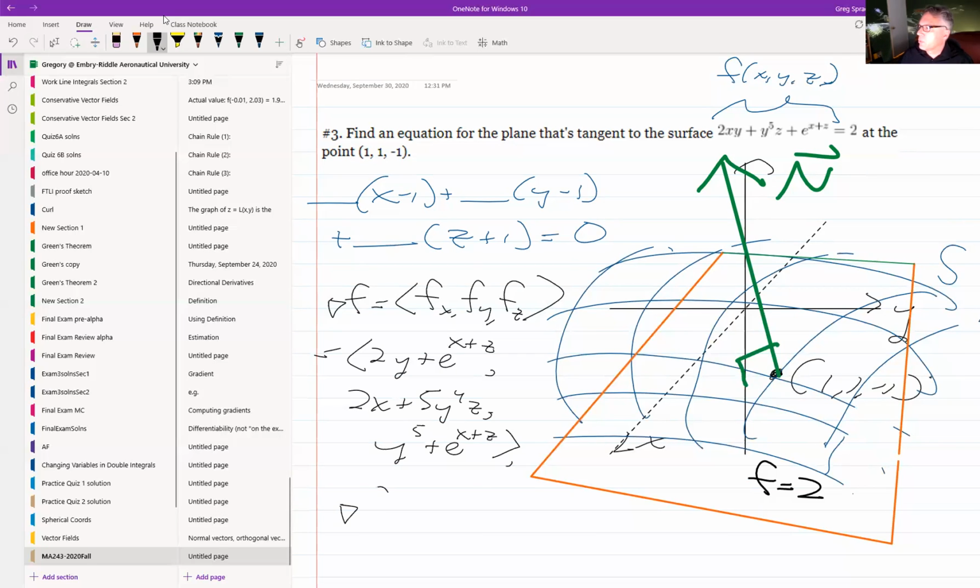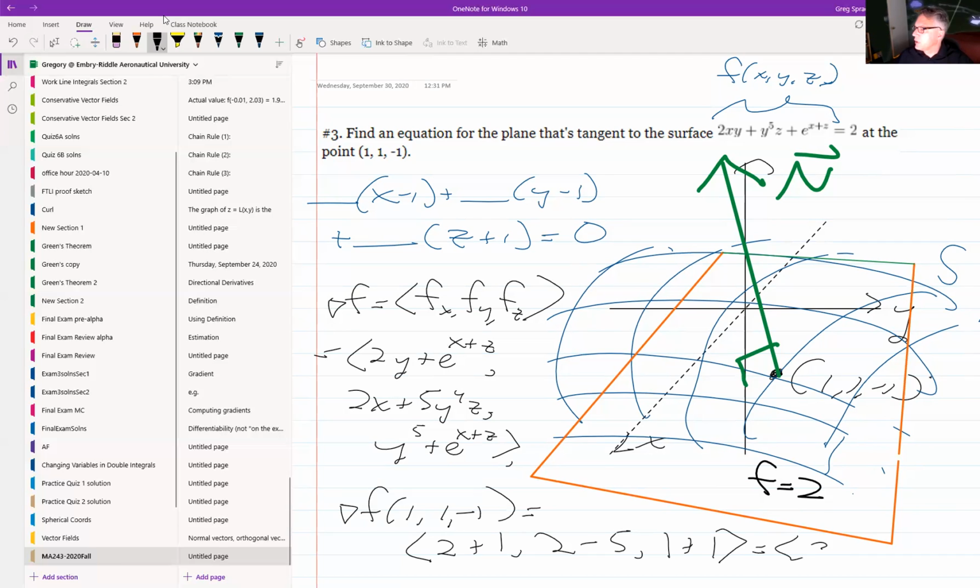We need to plug in the point 1, 1, negative 1. Fortunately, e to the 0 is 1. So we get 2 plus 1, 2 minus 5, 1 plus 1. And that simplifies to 3, negative 3, 2.